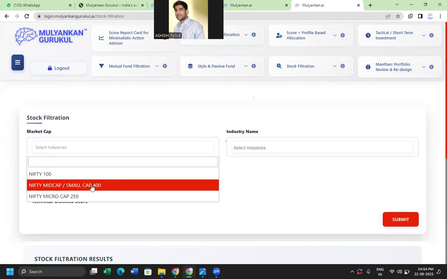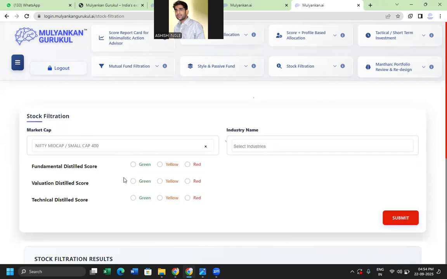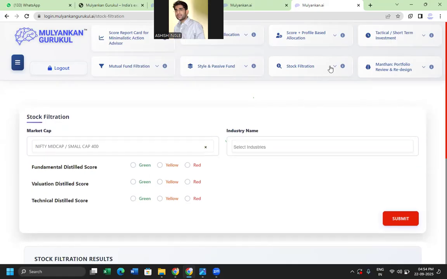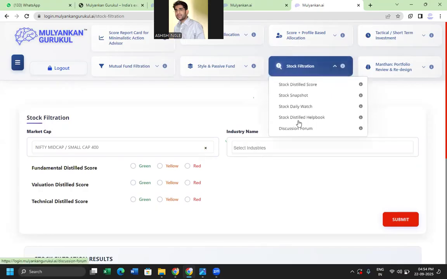click the mid and small cap category, and within it, let's say you want fundamental and valuation all green. I'm again not explaining what these distilled scores are; everything is there in the help book. Help book is already there, sir. I urge everyone, please start exploring the platform. Please start using the help book. Even if you have bought the platform, if you do not explore, sir, you will not get anything.